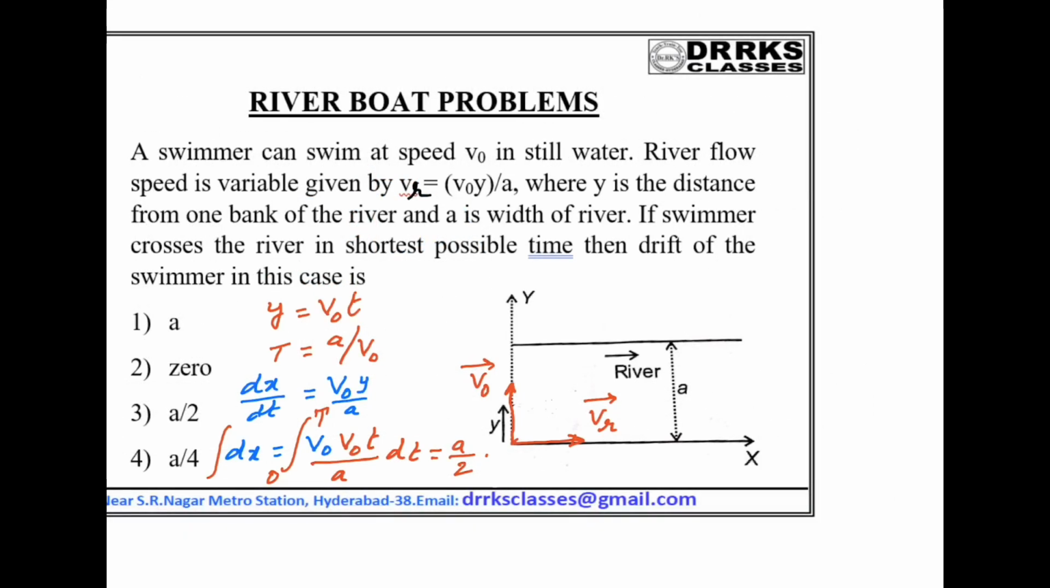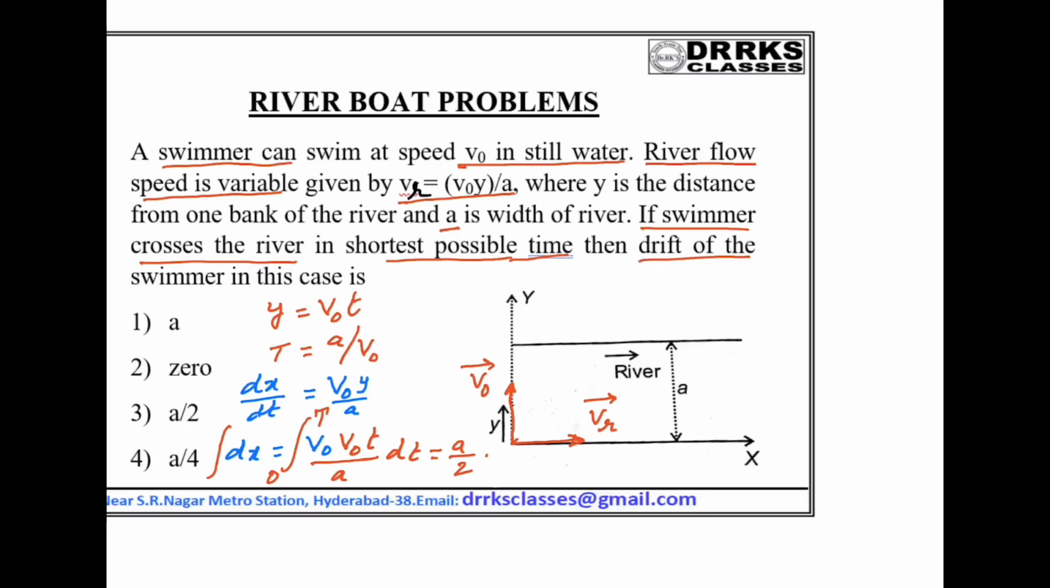So here in this problem, a swimmer can swim at a speed of V0 in still water. River flow speed is variable here. VR is equal to V0 Y by A, where Y is the distance from one bank of the river and A is the width of the river. If the swimmer crosses the river in the shortest possible time, you have to find the drift of the swimmer.